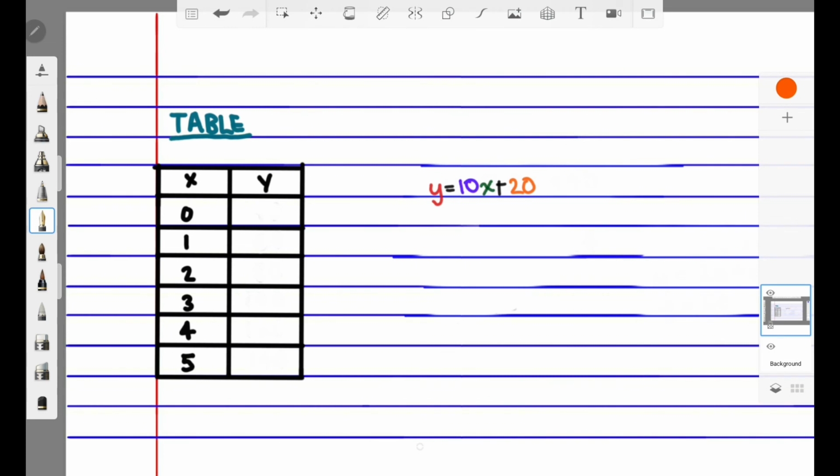Pause the video now and fill out the table. Now that you're back, let's go over the correct answer. These are the correct answers. And if you'll notice, after this 20 value, which is our initial value, each one increases by 10 again, and all the way down, as that is the slope.